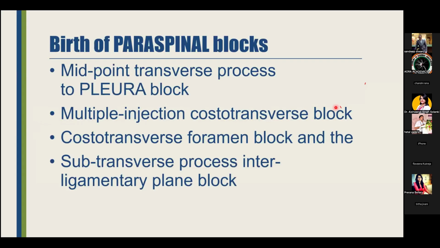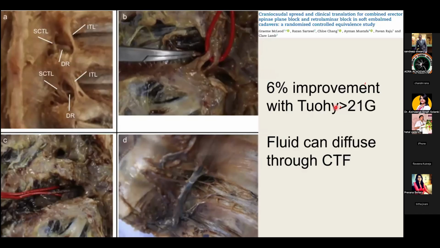So this was the birth of paraspinal blocks, where you have got a lot of these blocks: midpoint transverse process to pleura, multiple injection costotransverse block, the costotransverse foramen block itself, and then the subtransverse process interligamentary plane block. So these are some of the blocks that have been described in literature. We're not going to take each of these blocks. We're just going to look into the journal in general. Now, why so many blocks? This was exactly the question which was raised by Serkan Tugler, my friend from Turkey.